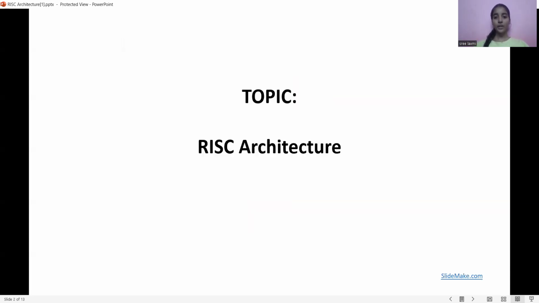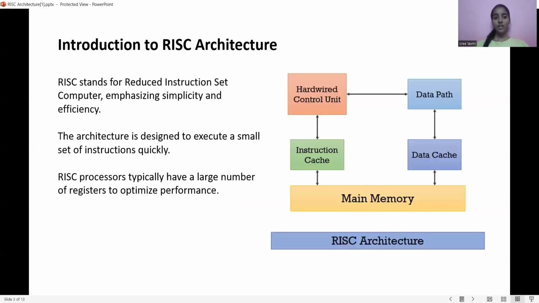Solution. My topic is RISC architecture. Here is the introduction about the RISC architecture. Here RISC stands for Reduced Instruction Set Computer.